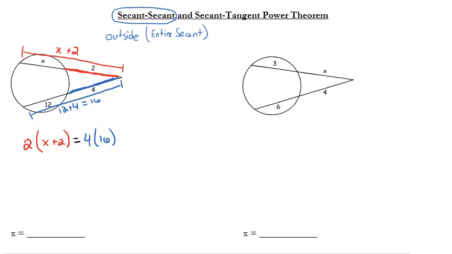Now I can solve this algebraically. I'll have to use the distributive property. 2x plus 4 equals 64. Subtract 4 from both sides, and then divide both sides by 2, and x is 30. The second example has a very similar setup, so what I want you to do is go ahead and press pause and see if you can write your initial setup here for the second example.